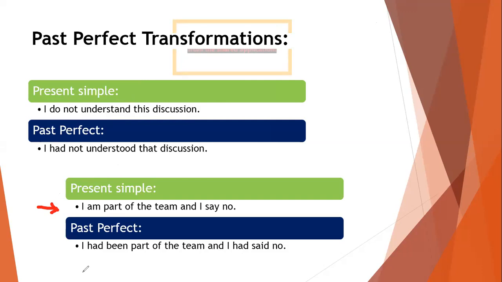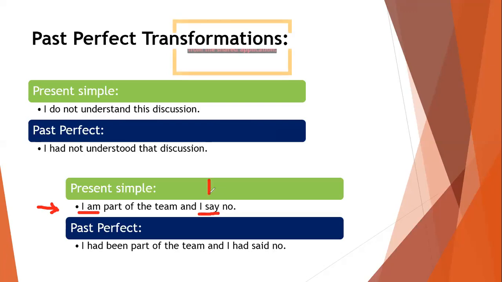This probably happened in a school project, and this person doesn't agree with one of their decisions. And he says in present simple, I am part of the team, and I say no. So as you can see, we have two fragments that are active. I am part of the team, and I say no.